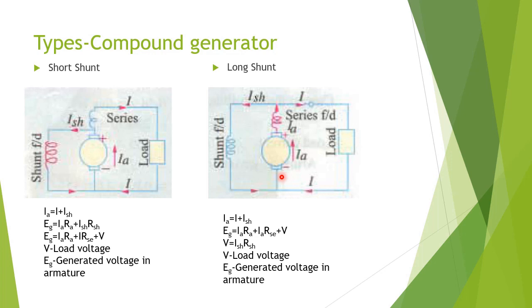Now apply Kirchhoff's voltage law to this loop. So EG is equal to IARA plus the voltage drop in the series winding. Here IA is the current flowing through the series field windings. So IARSC, not IRC. I is the current flowing through the load. Here I is the current flowing through the series field windings and load. So I is equal to IA. So here EG is equal to IARA plus IARSC plus V. And this load is in parallel with the shunt field, so V is equal to ISH RSH.